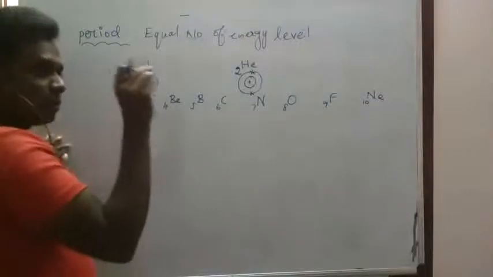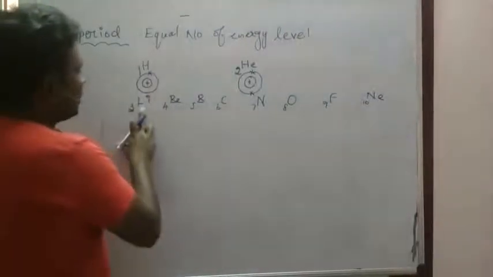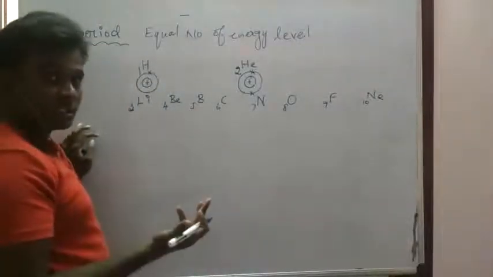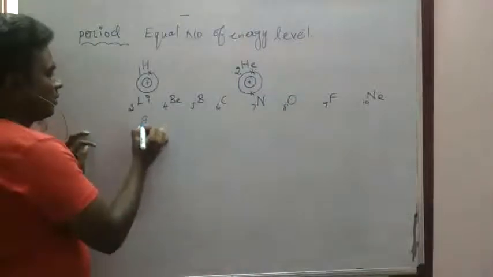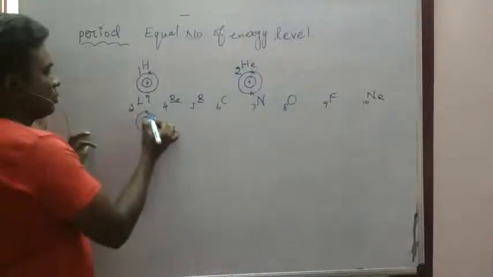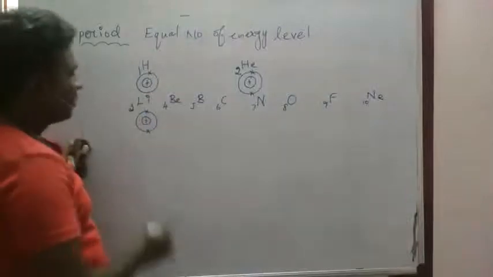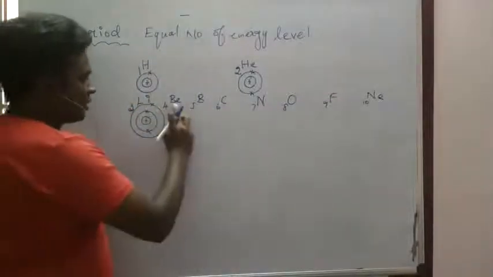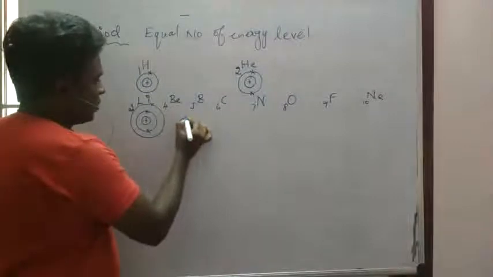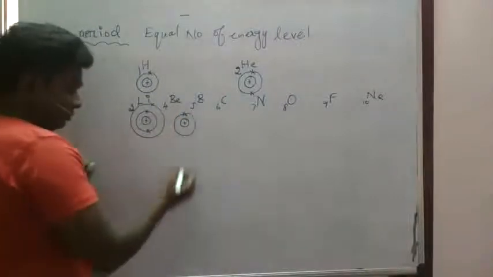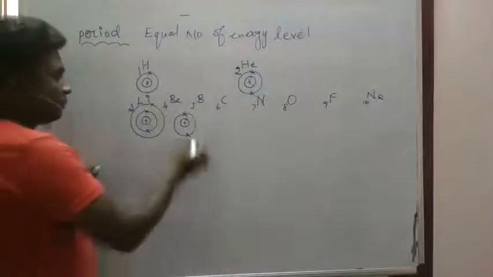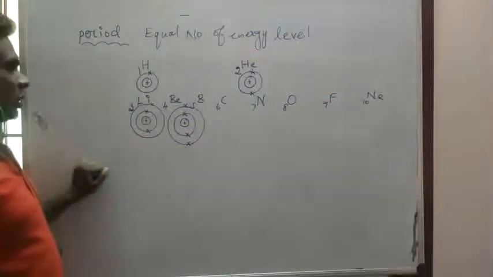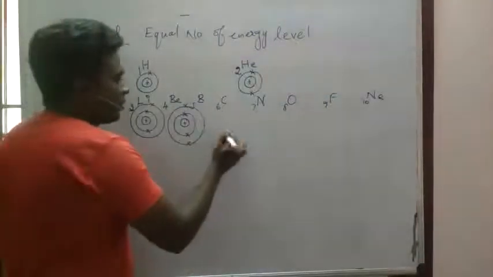The protons are in the nucleus, the center of the atom, but where will the electrons be present? In energy levels, different shells. Lithium consists of 3 electrons. 2 electrons fill the first shell, and the third electron goes to the second shell. Same for beryllium, which has 4 electrons: 2 electrons fill the first shell, then another 2 electrons go to the second shell.